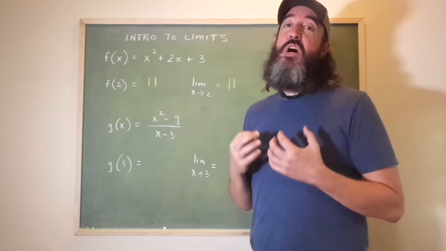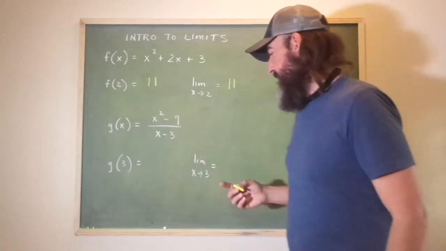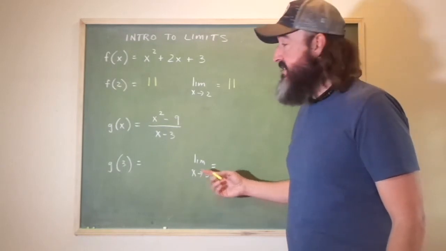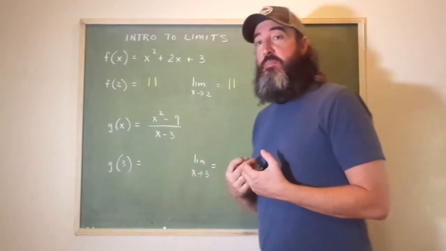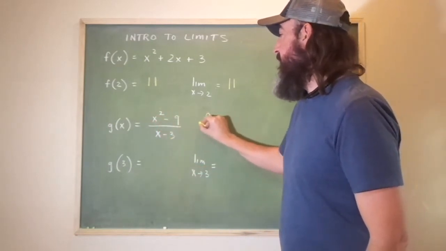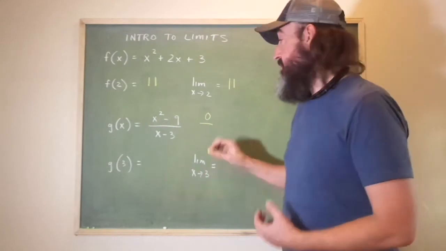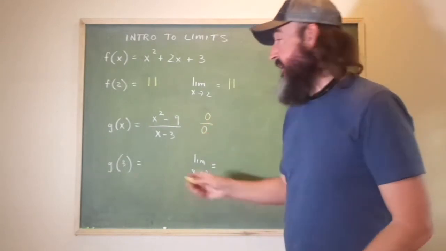But finding a limit is not always the same as evaluating a function. In this function g of x, we're going to see that the limit as x approaches 3 is not the same as evaluating g of 3. To evaluate g of 3, I'd plug 3 in for x. 3 squared is 9, and 9 minus 9 is 0, divided by 3 minus 3 is also 0, and we know in math you can't divide by 0.